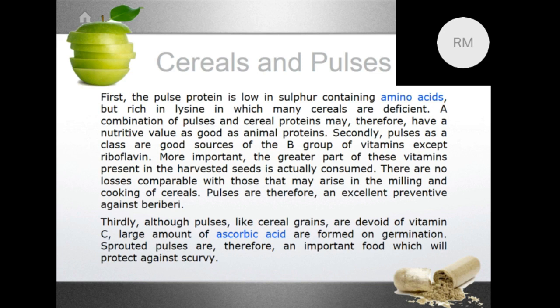And the loss of these nutrients when you process pulses is much less. Cereals lose much of the supplements when you process them. So cereals are devoid of vitamin C, which is seen in sprouted pulses. So cereals and pulses actually balance our amino acid requirement. What is missing in one is provided by the other.